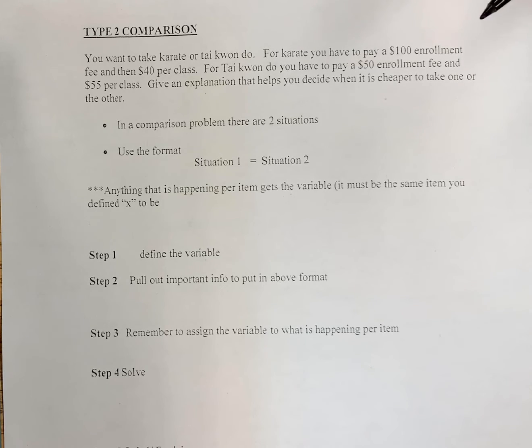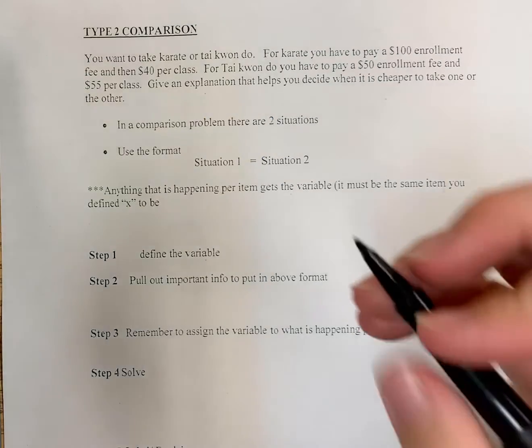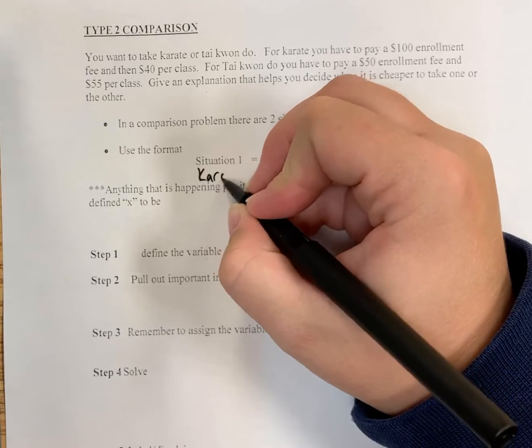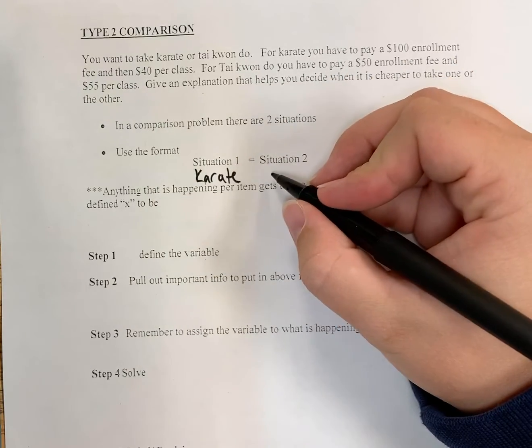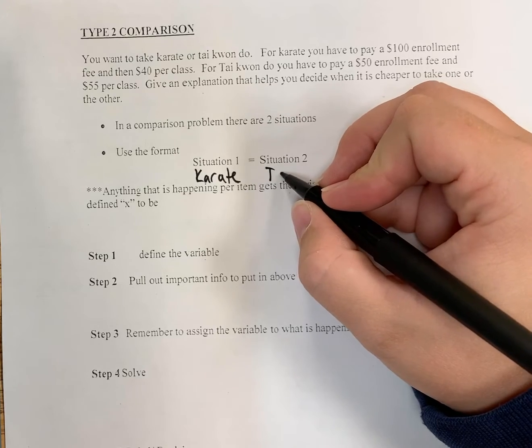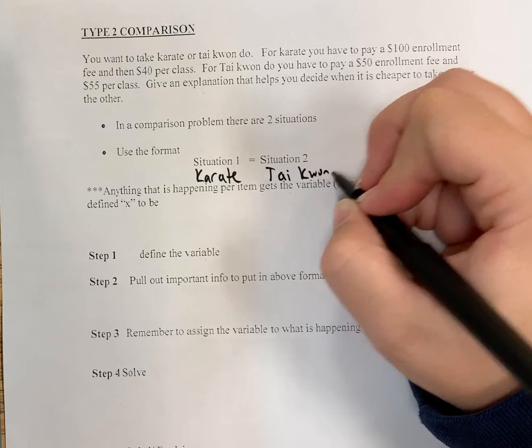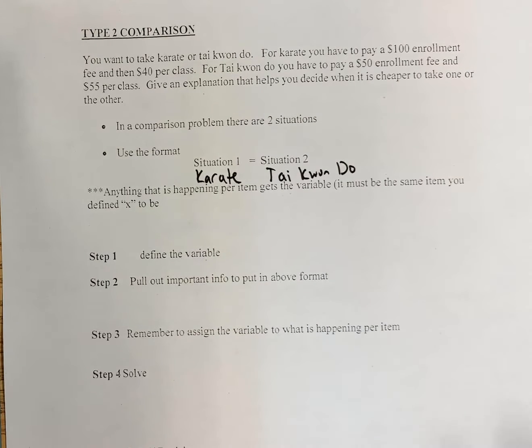So in a comparison problem, you're going to have two specific situations. For us, we have karate as one situation, and our other situation is taekwondo. So we're comparing between those two specific situations. Now we're going to go through the exact same process we did with our total problems, but this time we're going to set those two equal to each other.